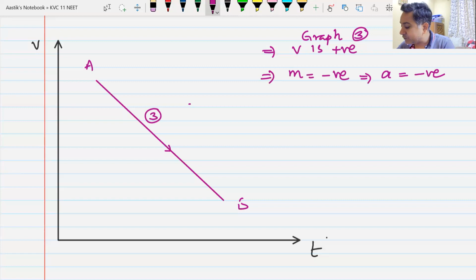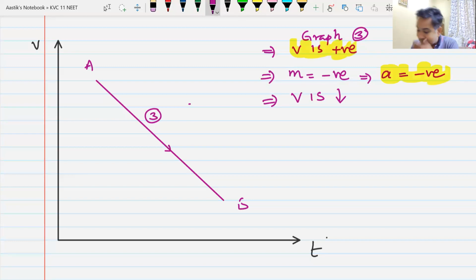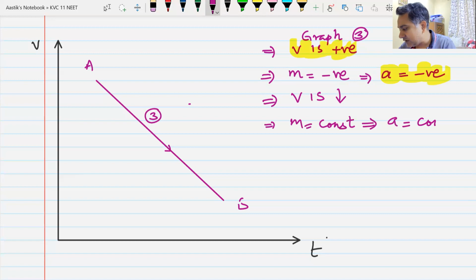Now you can look. Acceleration is negative, but velocity is positive. Therefore, your velocity is going to decrease, and you can see velocity is decreasing. Do we understand that the velocity is decreasing? Yes or no? Slope of this graph is constant. Therefore, the acceleration of this particle is constant. Do we understand this? Yes or no?